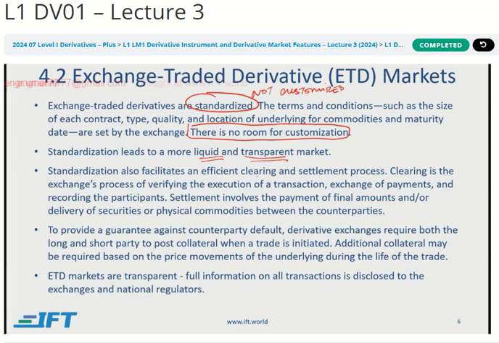There is a centralized clearing and settlement process, right, which includes verifying the execution of the transaction, the exchange of payments, the recording, and the final amounts and the delivery of the asset securities is done through the exchange, so that reduces the counterparty risk and provides a guarantee against the default of the counterparties.